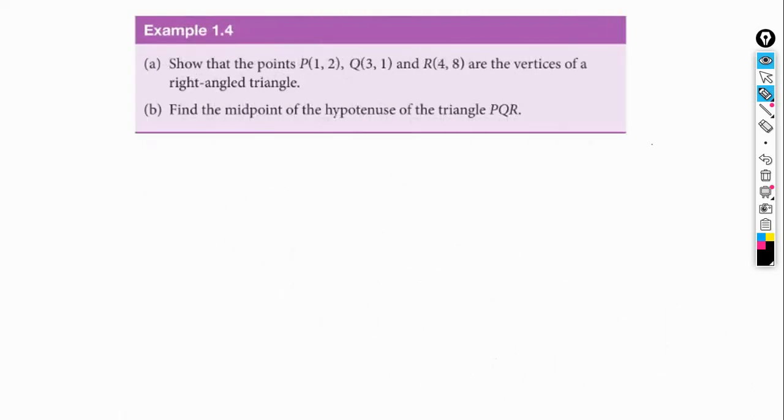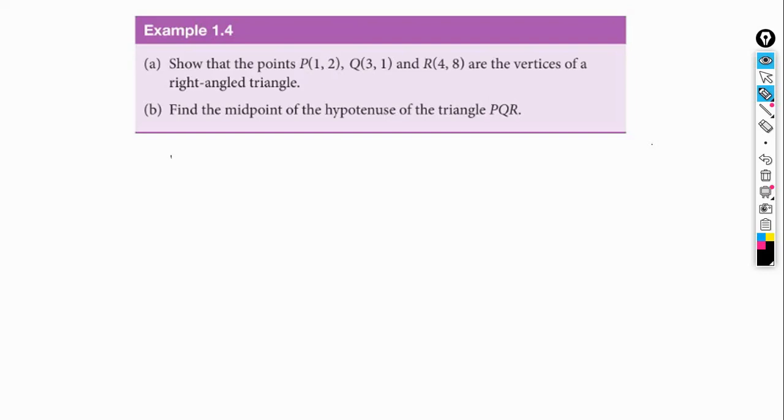Very well, so now we are in example 1.4, and part A says show that the points P 1, 2, Q 3, 1, and R 4, 8 are the vertices of a right-angled triangle.